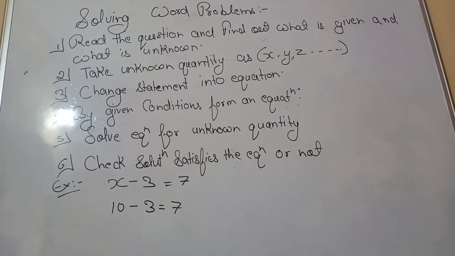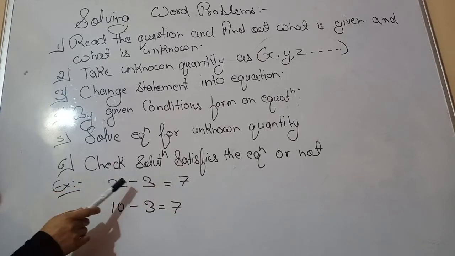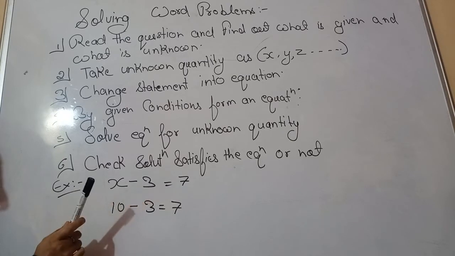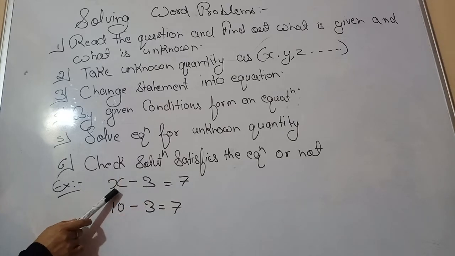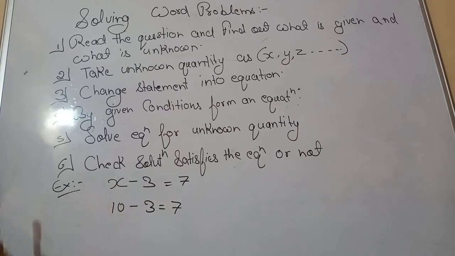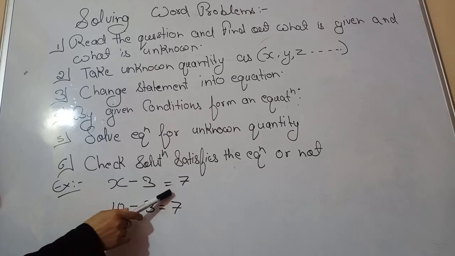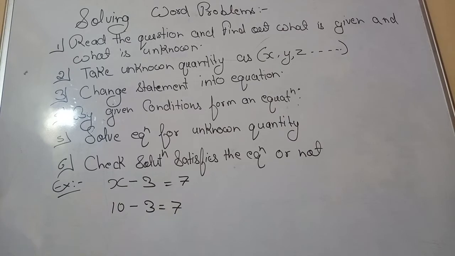This is your word problem: when we subtract 3 from any number, it will give us 7. So 3 we have to subtract, this is the given condition, and any number is the unknown quantity, so you can take it as x, y or z. According to the given condition, we have formed an equation. This is how you have to form an equation from the given word problem.